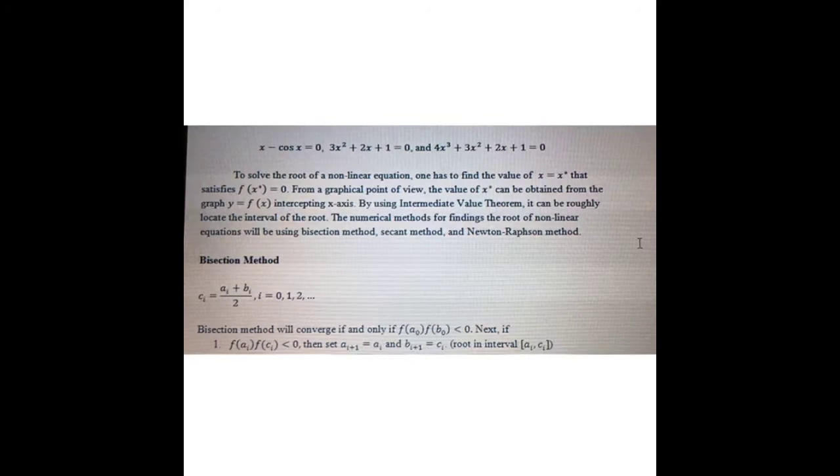From a graphical point of view, a nonlinear equation does not form a straight line. For example, x = cos x, 3x squared plus 2x plus 1 equal to 0, and 4x cubed plus 3x squared plus 2x plus 1 equal to 0.